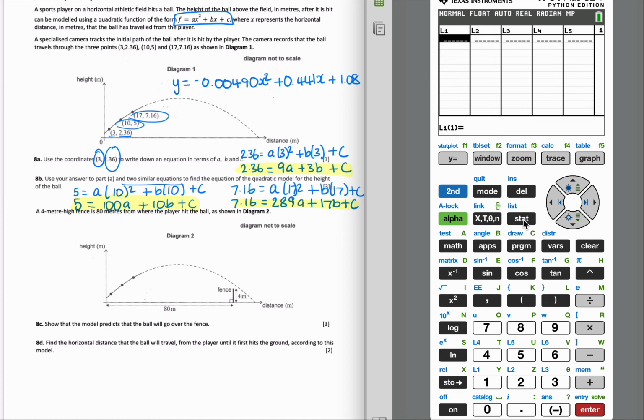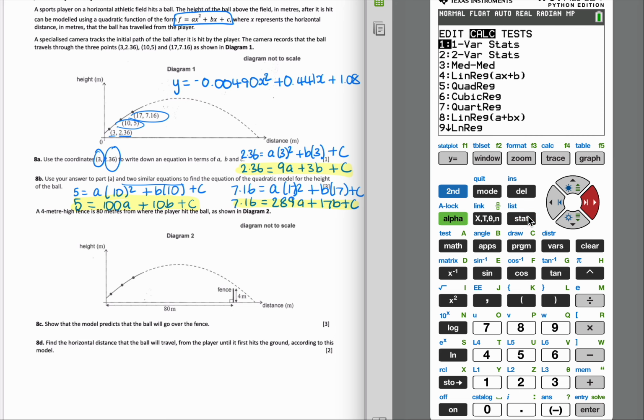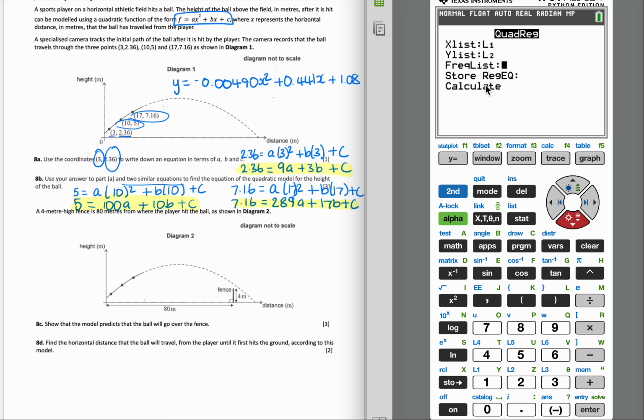And you could actually type in the 3 coordinates that we had. So 3, 2.36, and then 10, 5, and the last one was 17 and 7.16. And then if we go to statistics, calculations, we know that it's a quadratic, so we can actually find the quadratic regression. And we calculate, and that gives us exactly the same answer.